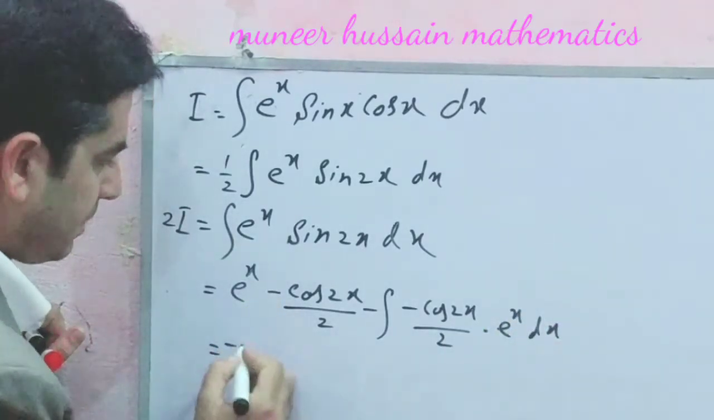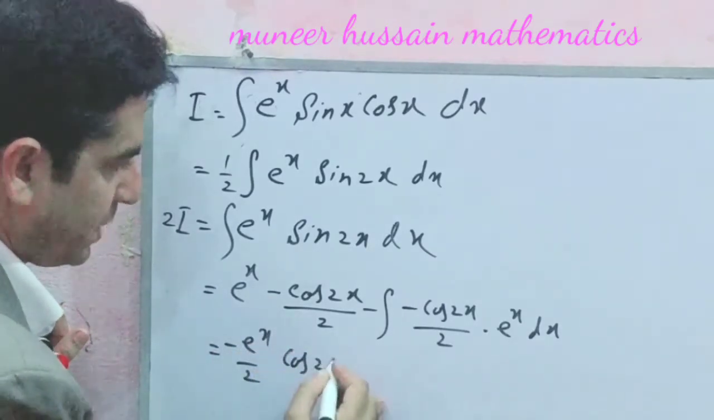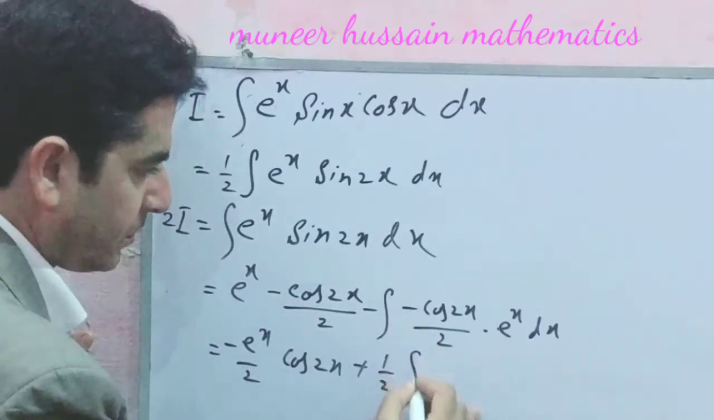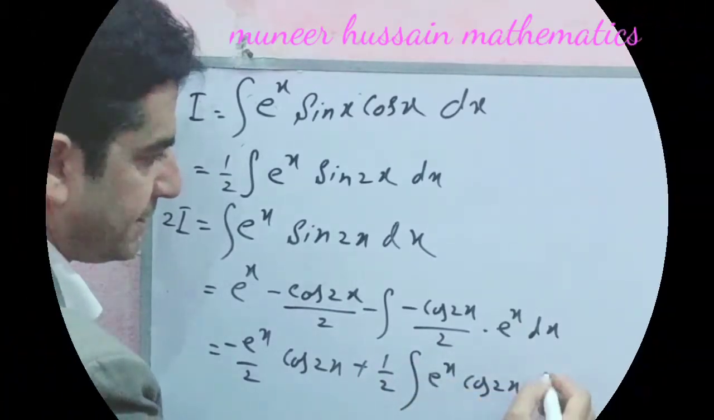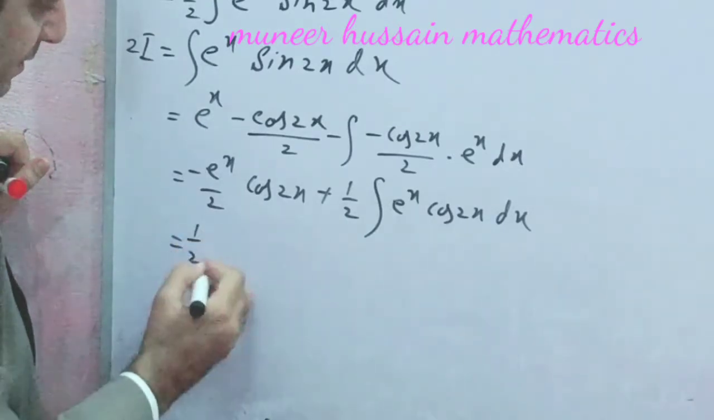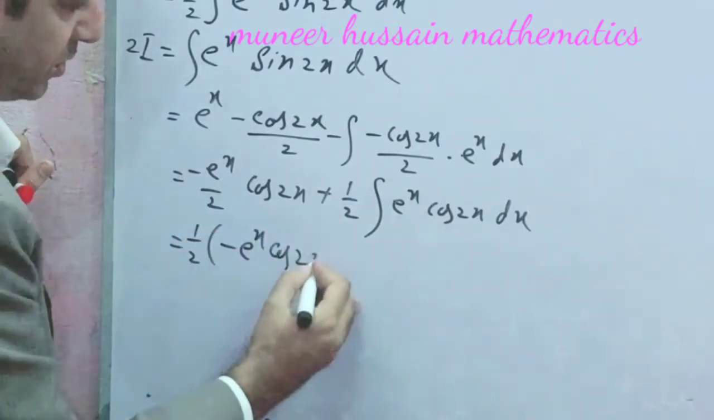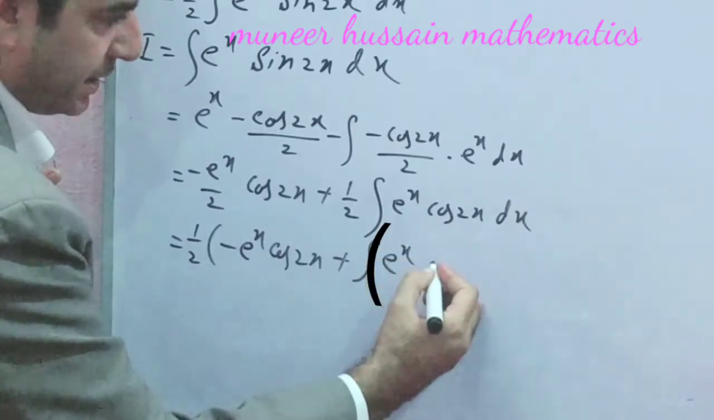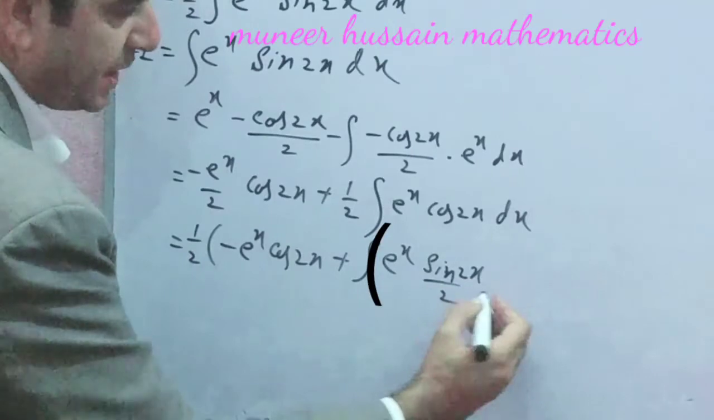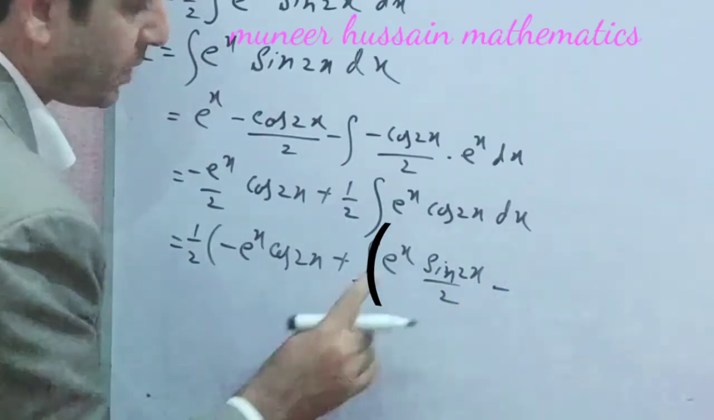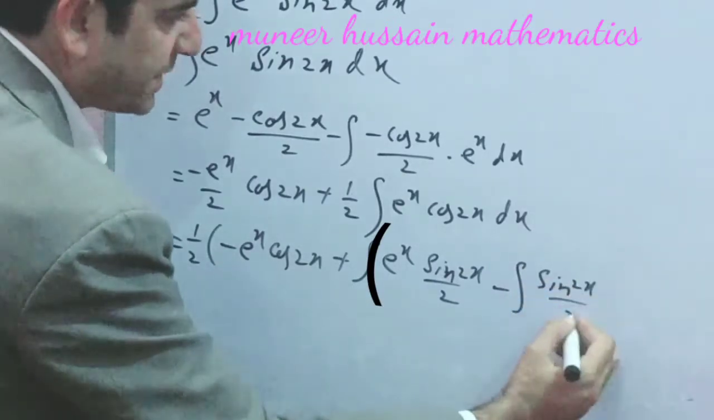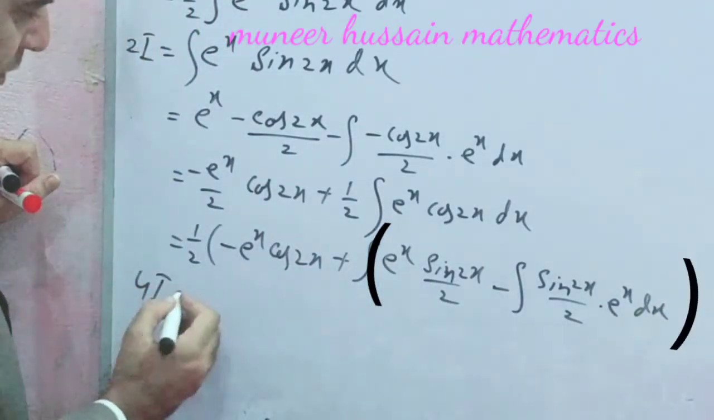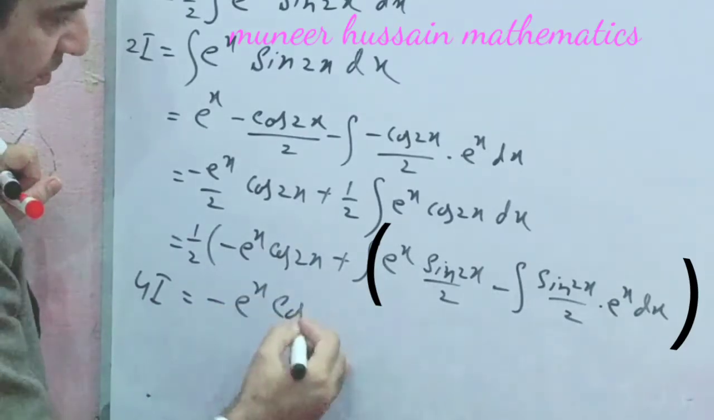Now here minus e^x by 2 cos 2x plus 1 by 2, minus minus plus, again e^x cos 2x. Now once again take 1 by 2 as common, here minus e raised to power x cos 2x plus. Now, first simple integration of second, sine 2x by 2, and minus integration repeats, sine 2x by 2, and differential of first. Once again, 2 will be shifted here, it will become 4I, and here minus e^x cos 2x.